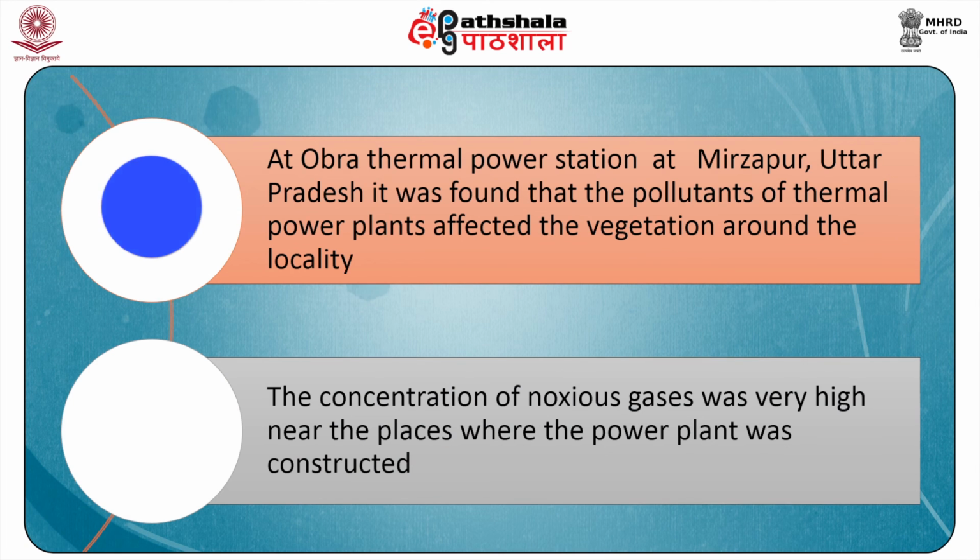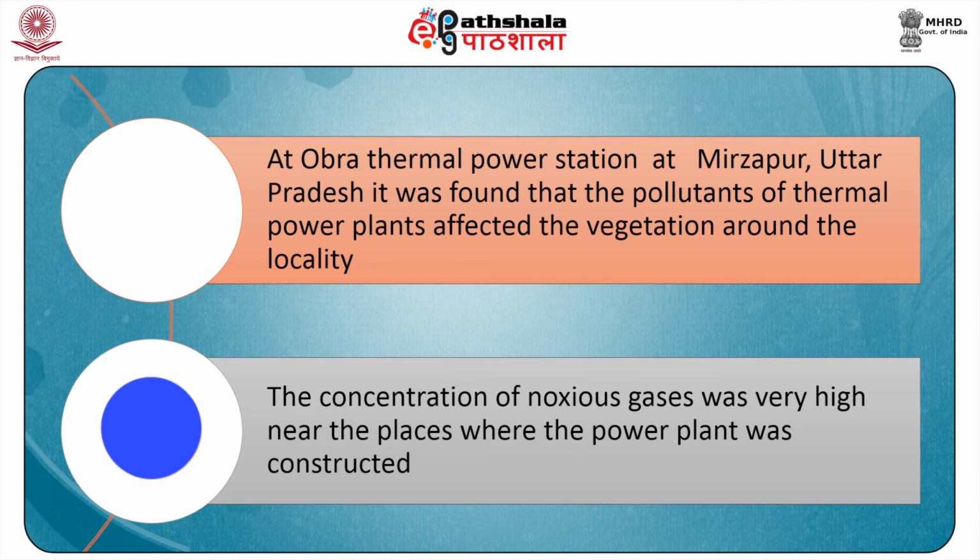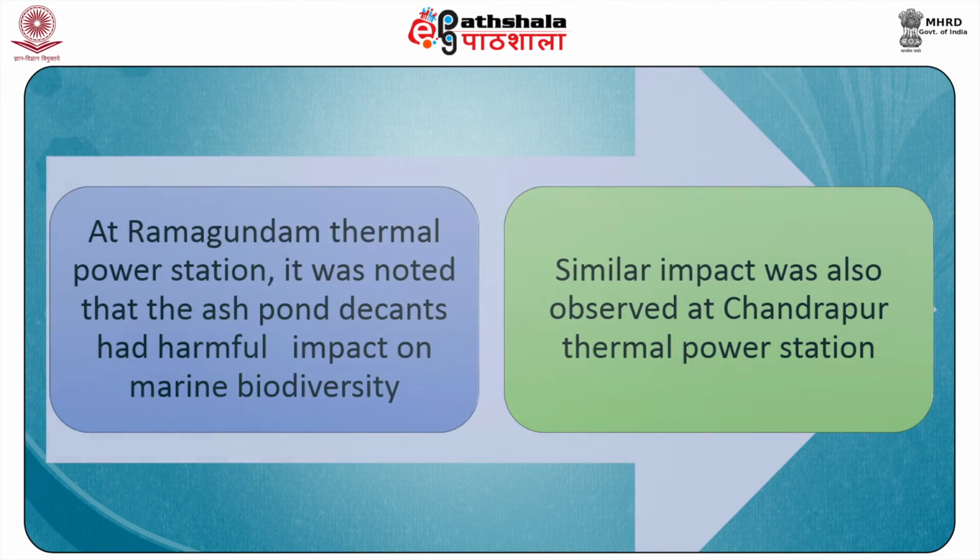Third, at Obra Thermal Power Station at Mirzapur, Uttar Pradesh, it was found that the pollutants of thermal power plants affected the vegetation around the locality. The concentration of noxious gases was very high near the places where the power plant was constructed. Fourth, at Ramagundam Thermal Power Station, it was noted that the ash pond decants had harmful impacts on marine biodiversity. A similar effect was also observed at Chandrapur Thermal Power Station.